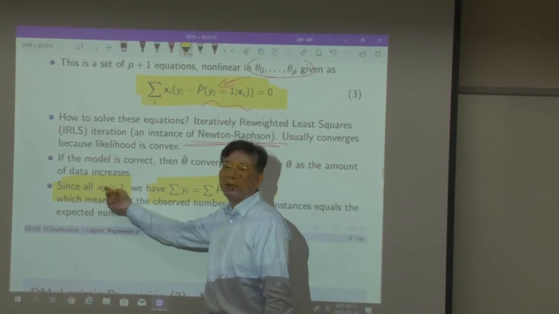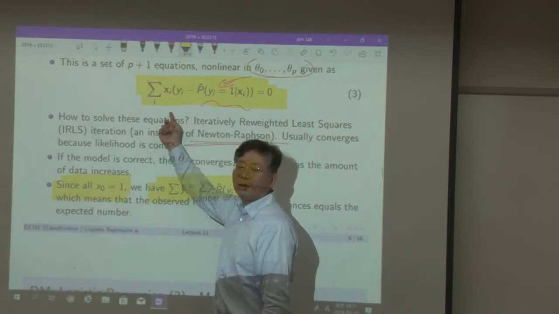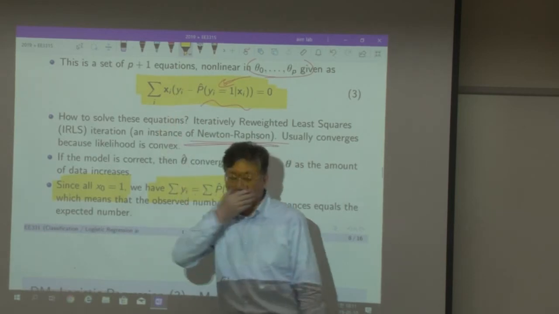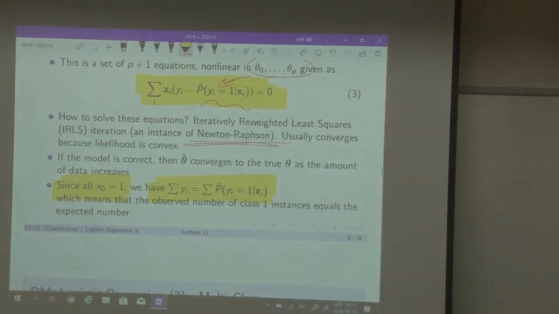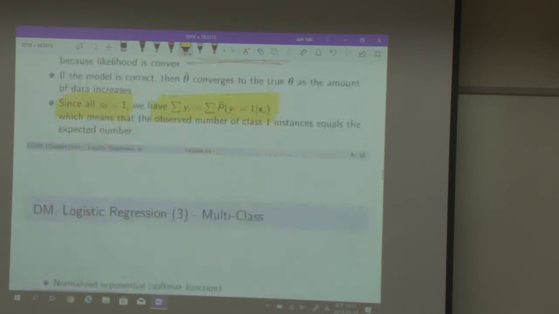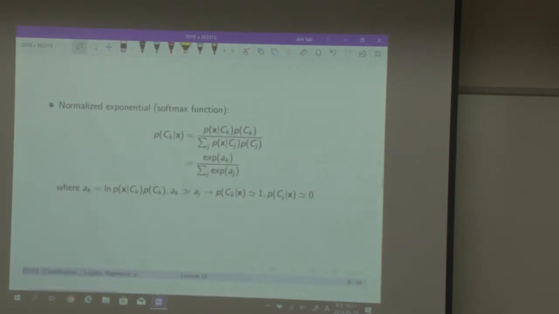F0 is 1. Put it in here. Put it in there, and you get that. Okay, so he got it. Oh, okay, that's good.